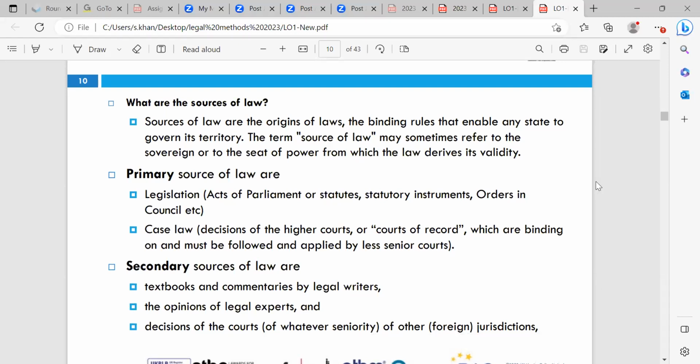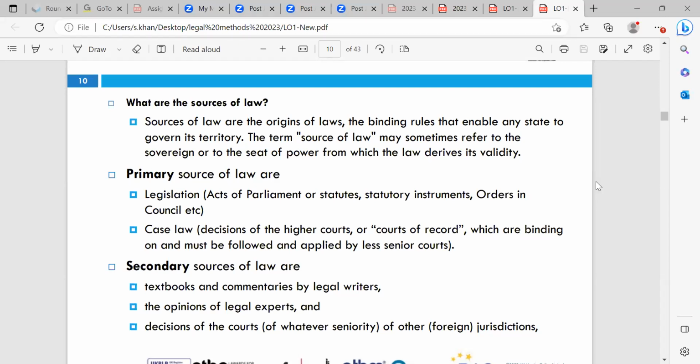So the sources of law are the origins of law, the binding rules that enable any state to govern its territory. The term source of law may sometimes refer to the sovereign or to the seat of power from which the law derives its validity. The sovereign is the queen, now the king, okay? That's the sovereign. Okay. Primary sources of law are legislation, which are acts of parliaments or statutes, statutory instruments, orders in council, and these are passed through parliament, okay?